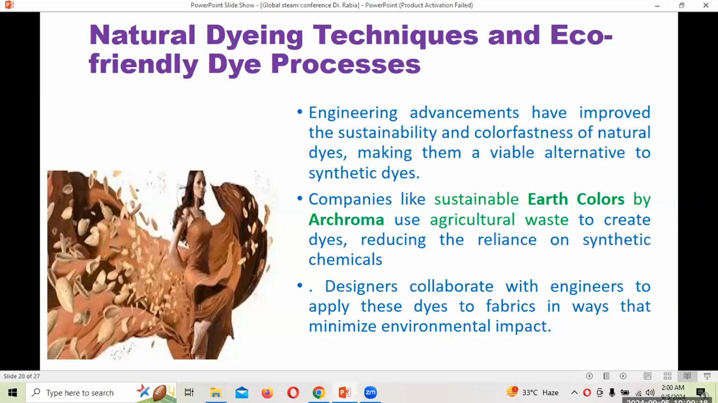And these brands are also using almond waste, peanut waste, and agricultural waste to produce natural earth colors in their brands. So this is a huge innovation of the textile dyeing industry, and international brands are using it in their products.